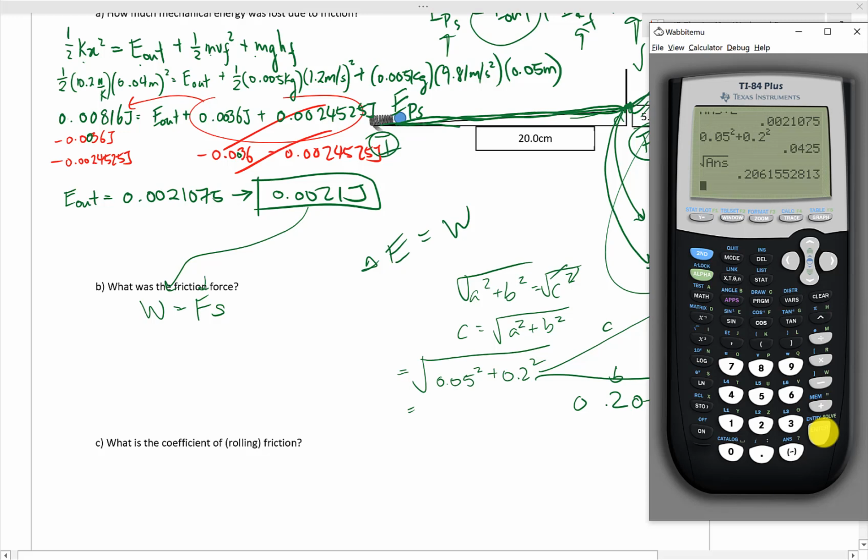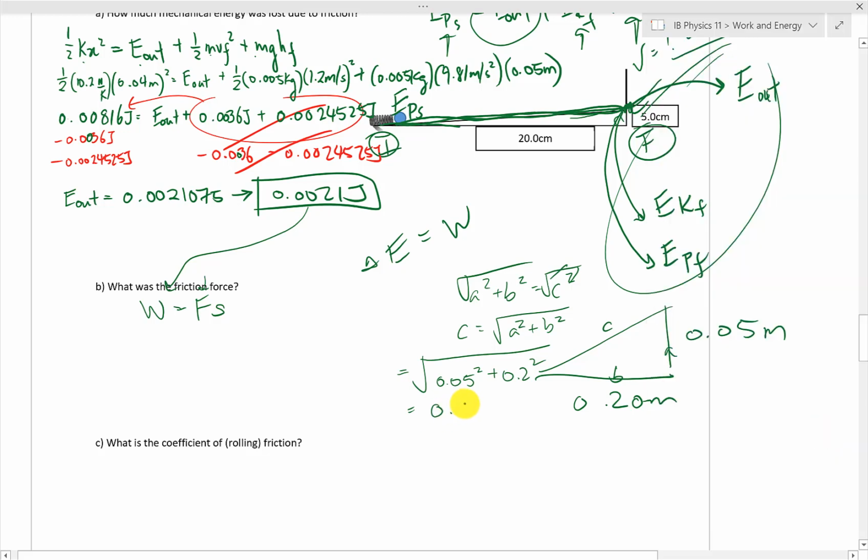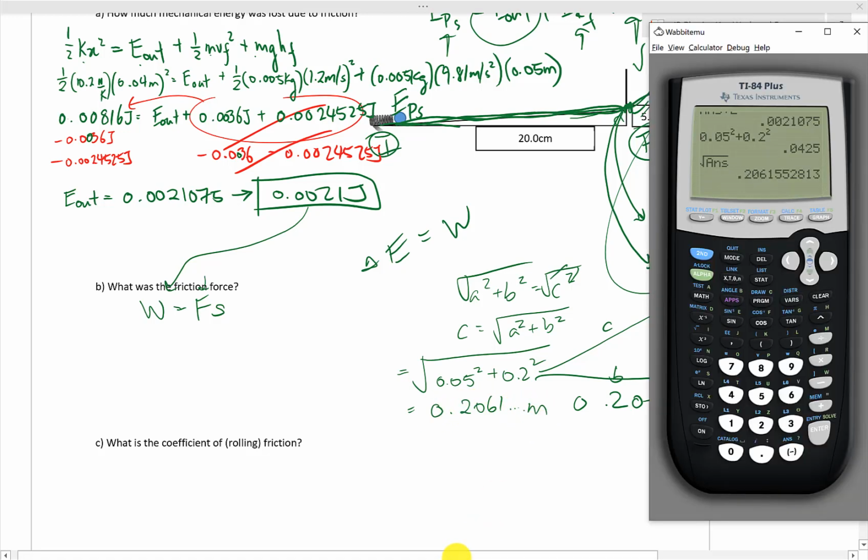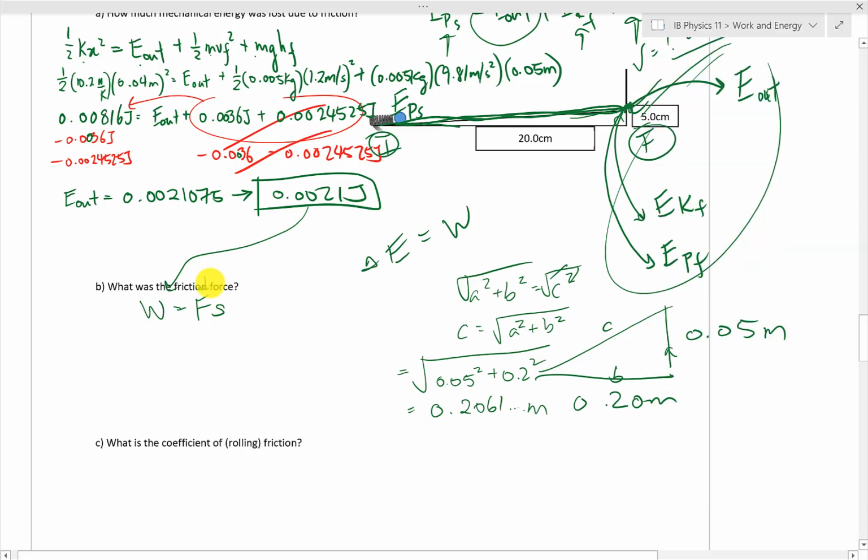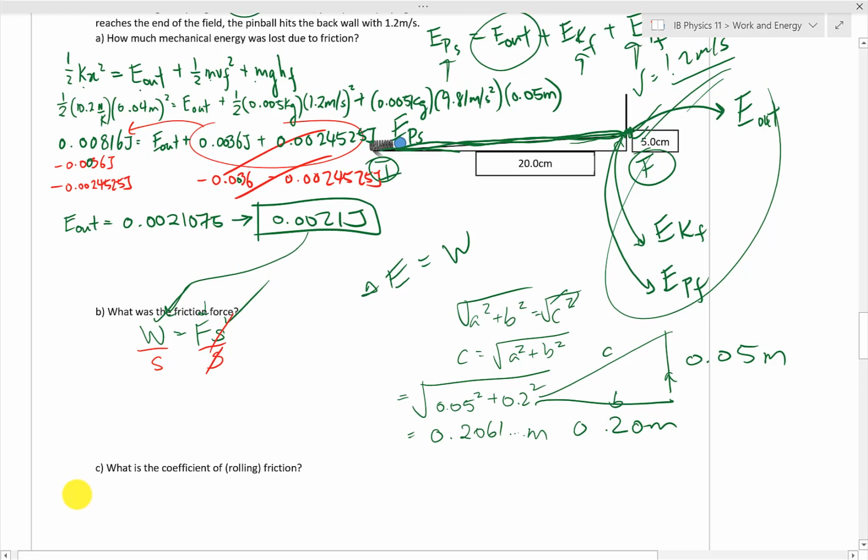And I get 0.2061, which I'm going to have to save for later. So we have the work being done, we have the displacement, we can then solve for force by dividing both sides by our displacement. And we can just double check here, the work, the force and the displacement are along the same direction.